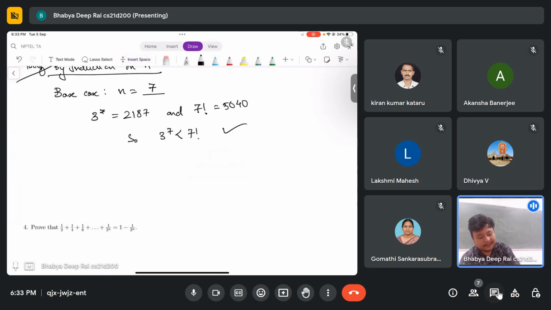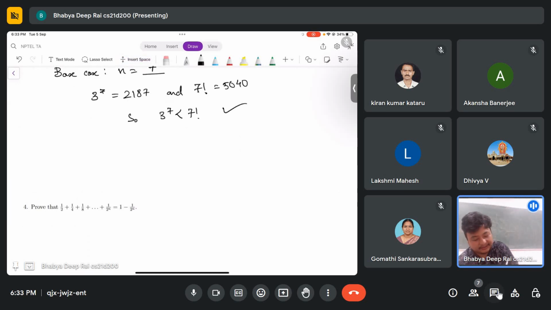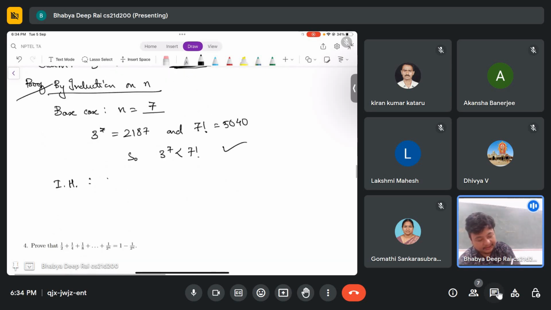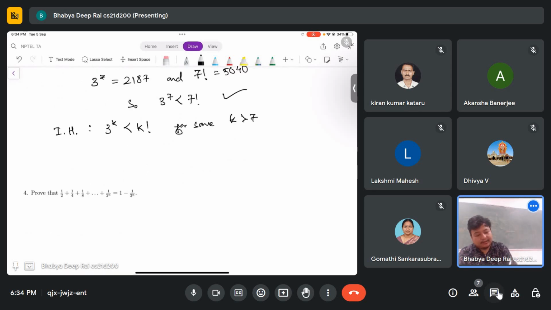Now let's look at the next thing: IH, the inductive hypothesis. I inductively assume this. The inductive hypothesis is that 3 to the k is less than k factorial for some k greater than 7. So this is what I assume. Next, what I need to do is prove it for k plus 1.